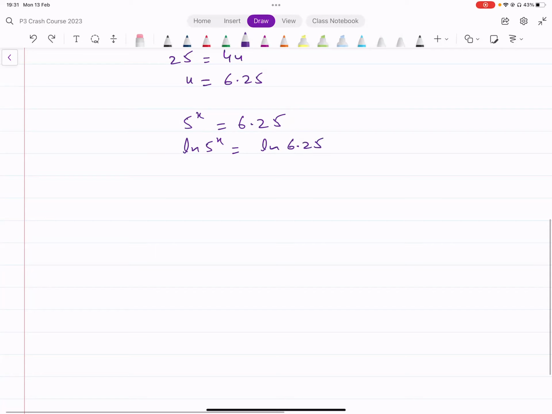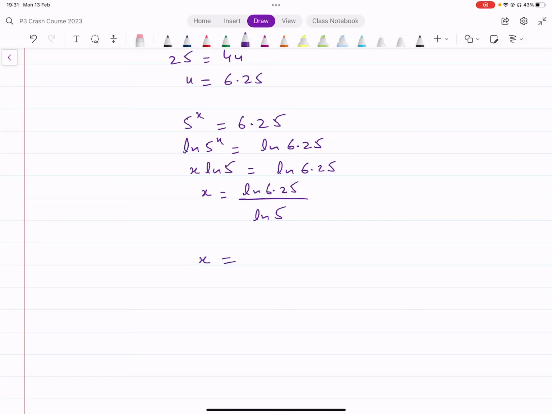x comes down here, gets multiplied with ln 5. That leaves you with x ln 5. On the other side, you've got ln of 6.25. And then x equals ln 6.25 divided by ln of 5. And that's going to give you the value of x that you were looking for. You can just evaluate this and see what that gives you. Let me just try. ln 6.25 over ln of 5. This is giving me 1.14. All right, so that's your answer here.